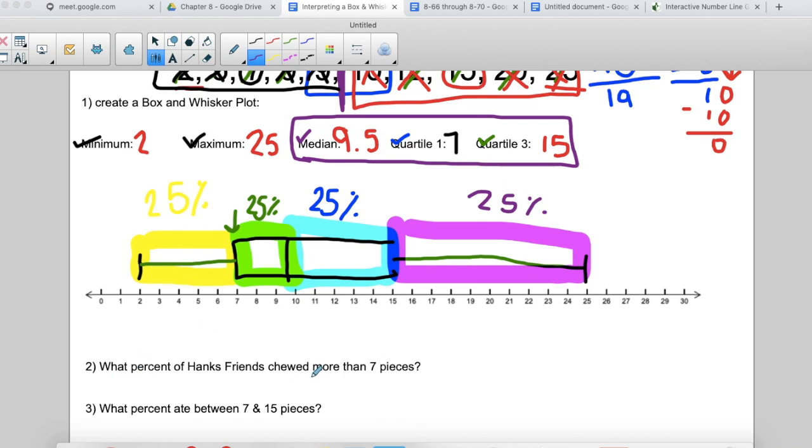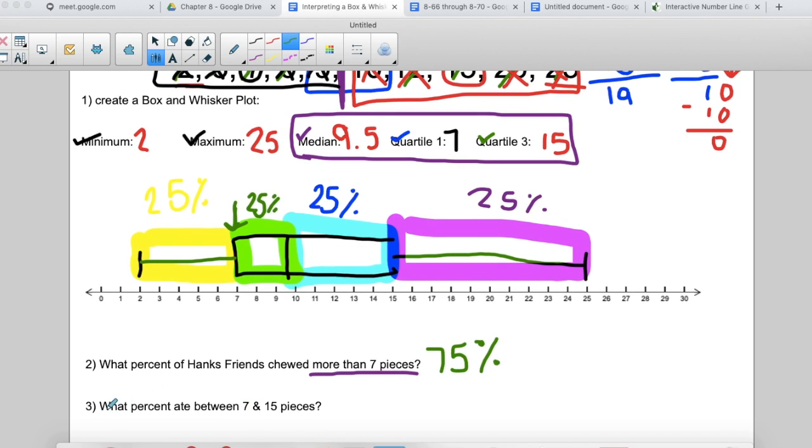So if we want to know chewed more than 7 pieces, let's look where 7 is. We know 7 is right here, so we're looking to the right. How many different colored sections are there to the right? There's 1, 2, 3. So that means I have 3 sections. 3 out of 4 sections is 3/4, and we know 3/4 is 75%.